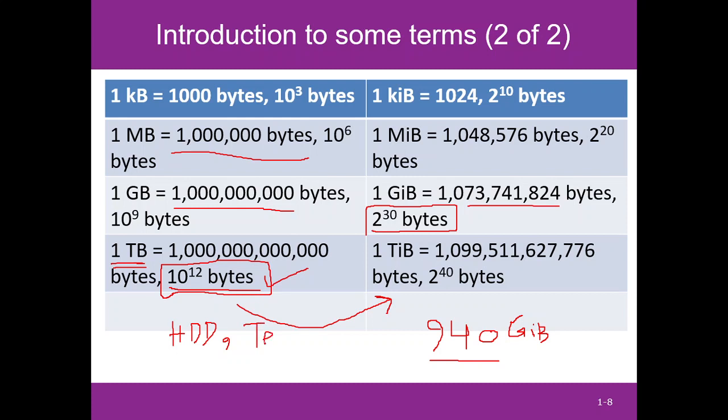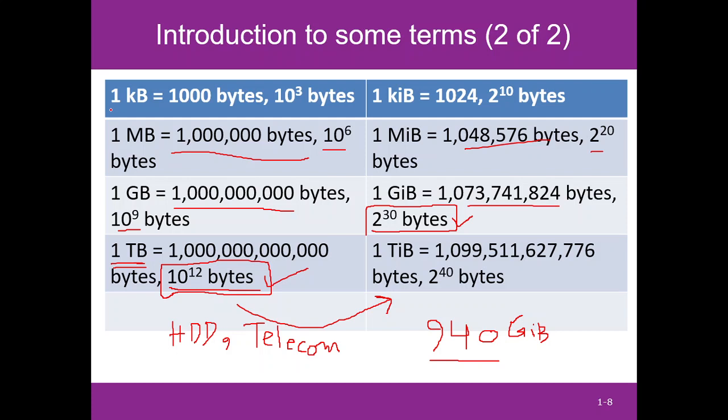So if you buy some telecom equipment and it uses these terms mega and giga, by mega, they mean 1 million, 10 raised to the power 6. They do not mean 2 raised to the power 20, which is more than 1 million. Similarly, by giga, they mean 10 raised to the power 9. They do not mean 2 raised to the power 30, which is more than 10 raised to the power 9. So we need to differentiate between these two.